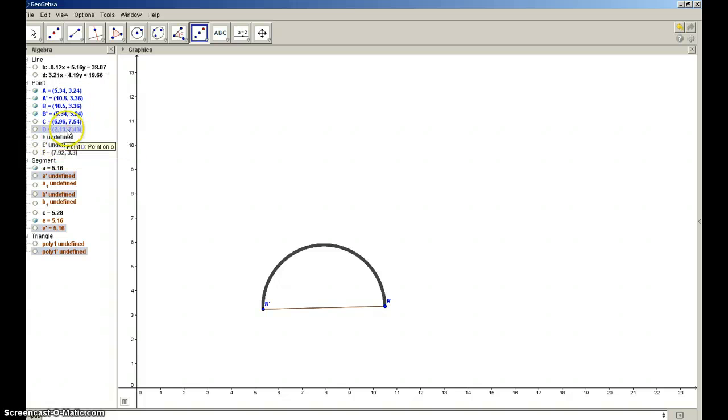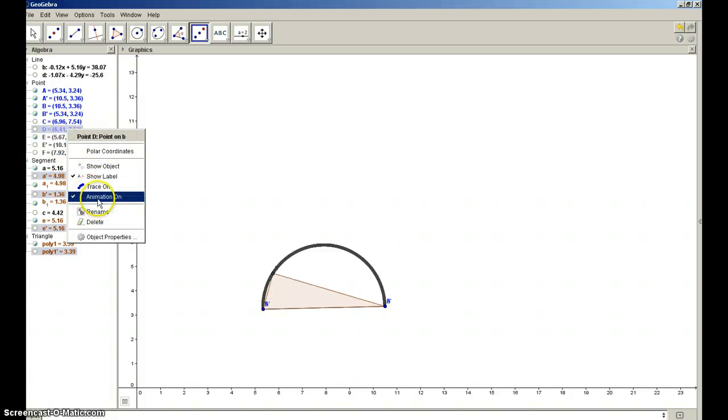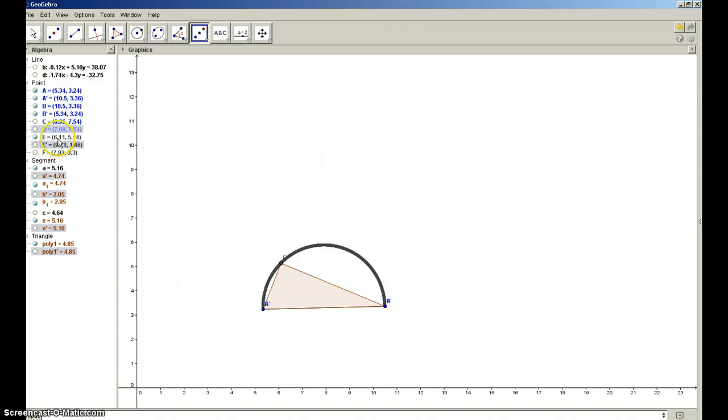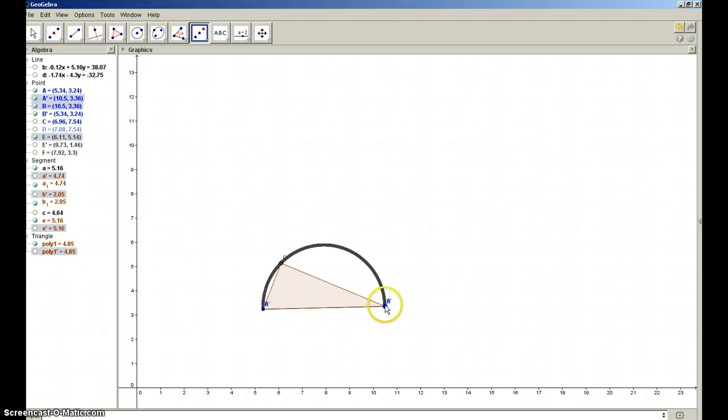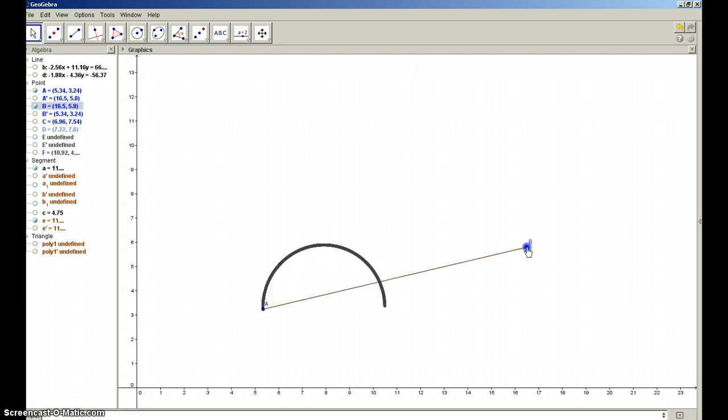Well, let's turn that animation off. Let me take point E and turn the trace off for a minute. Let's change my diameter. I'm going to grab this point here. Let me take off the markings because that's getting hard to see. Okay, that's point B I'm going to grab here, and I'm going to redefine that diameter.